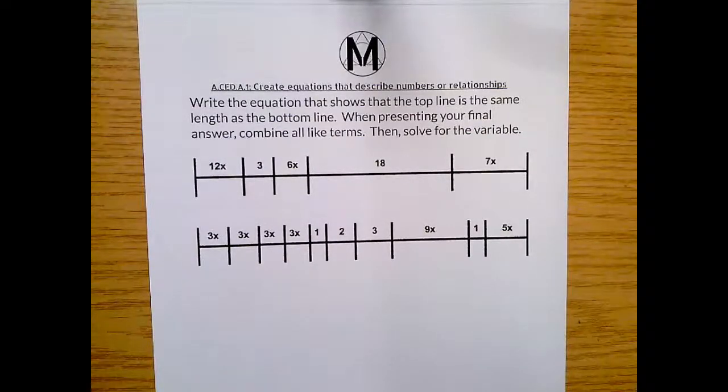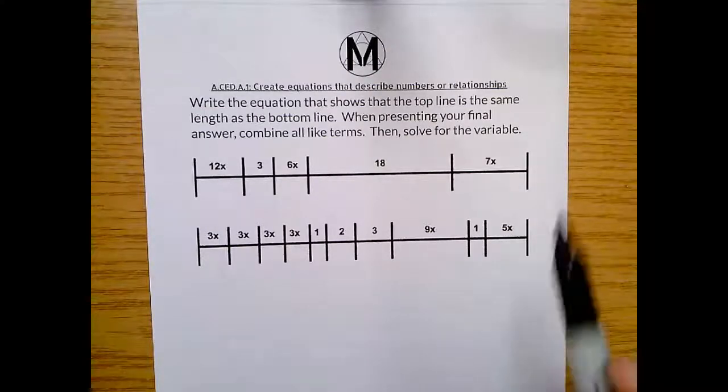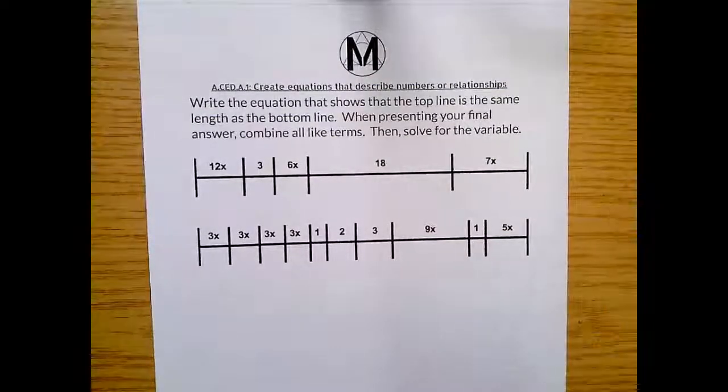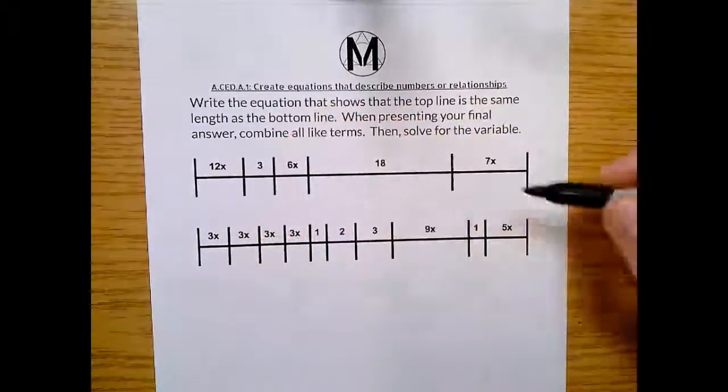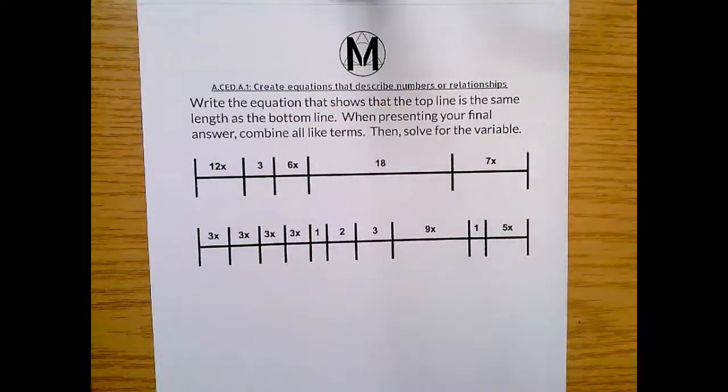First things first, it says show the top line is the same length as the bottom line. Okay, so that's just another way of saying equal. Show that the top is equal to the bottom. And visually, we can confirm that. Right, they're the same, but this might not be drawn to scale or something like that. So let's go ahead and prove this mathematically.